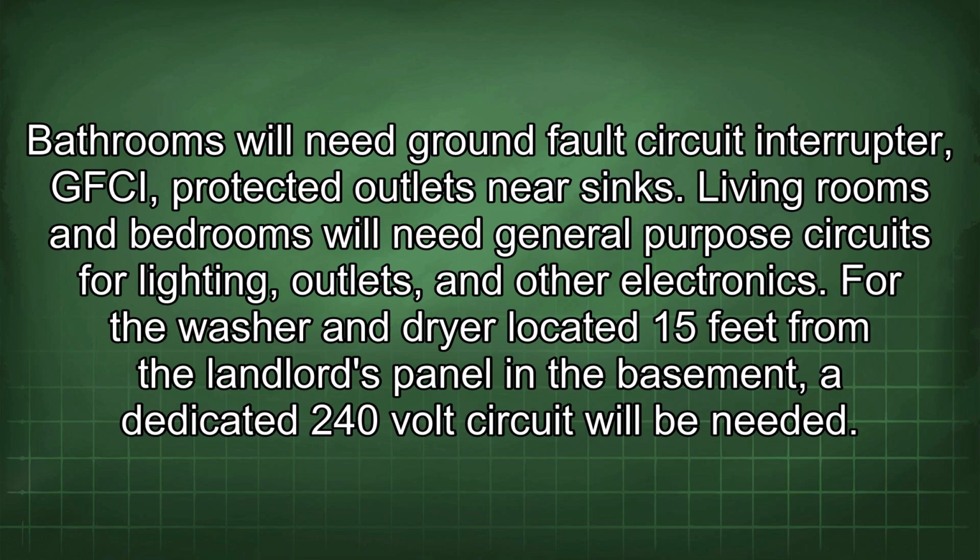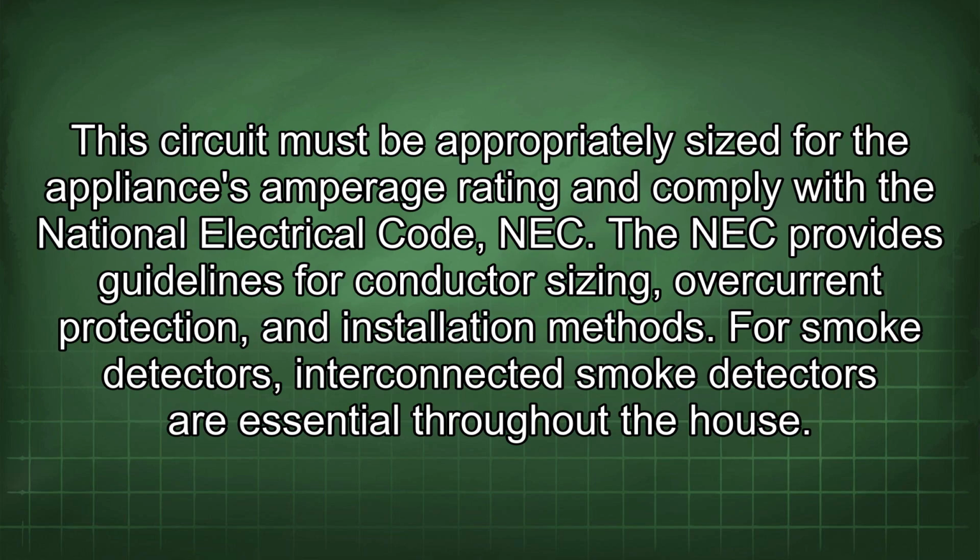For the washer and dryer located 15 feet from the landlord's panel in the basement, a dedicated 240-volt circuit will be needed. This circuit must be appropriately sized for the appliance's amperage rating and comply with the National Electrical Code (NEC). The NEC provides guidelines for conductor sizing, overcurrent protection, and installation methods.